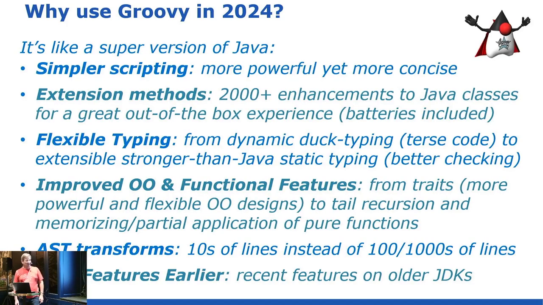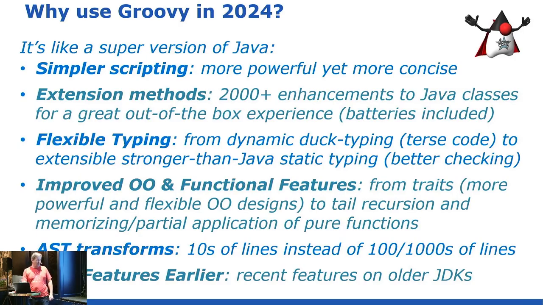So what's Groovy's value add? If I'm in the lift with you and I've got 20 seconds to tell you, I'd probably pick out these five or six bullet points. Simpler scripting, I'll show you a couple of examples of that. Extension methods, there's a lot of functionality that we've put in that really enhances what you get as a developer compared to an out-of-the-box Java experience. Flexible typing: some people love static typing, some like dynamic typing. We give you the whole range and you can pick whichever you like. If you want duck typing, we'll give it to you. If you want stronger than Java typing, we'll give you that as well. There's a few things in Groovy that we've improved over the years for OO programming and functional programming. I won't have time to talk about any of that today, but come and see me around the corridors for the remainder of the conference, and I can happily chat to you.